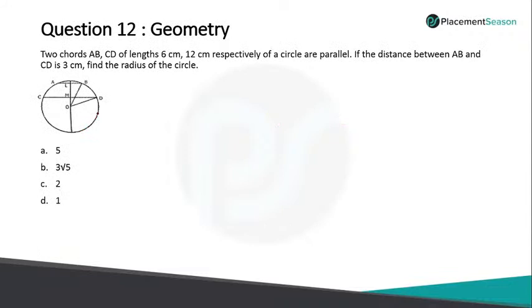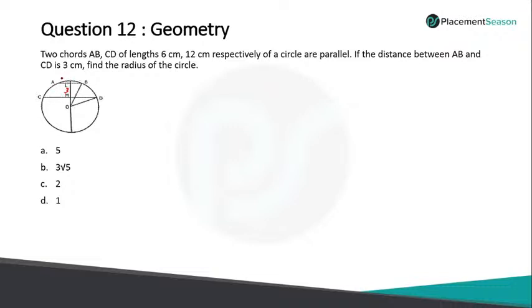Okay. Next question, again from geometry. This is a very simple question only. Read it carefully. Two chords AB, CD of lengths 6 centimeter and 12 centimeter respectively, of a circle are parallel. So the figure is completely given. If the distance between AB and CD is 3 centimeter, this is 3. And find the radius of the circle. They are asking for the radius.